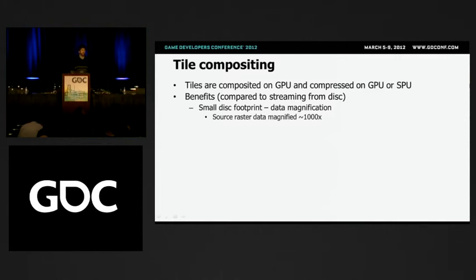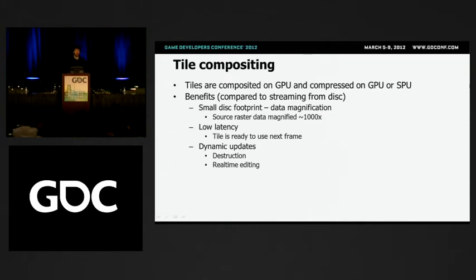Of course, we don't get a very large disk footprint. Instead, we have some data magnification of about 1,000x if you compare the virtual texture size with the sizes of the source rasters. The latency is lower because we don't have to do a round trip to the disk. We can just ask the GPU to composite the tile, and it will be read in the next frame.